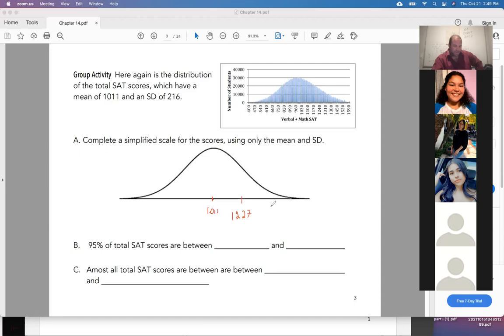Okay, so 95% of scores are going to be between what two numbers?